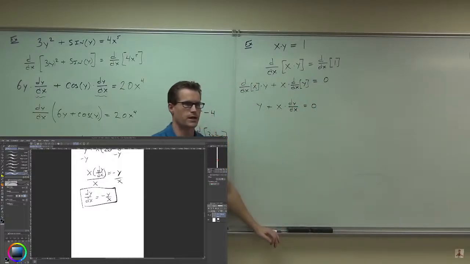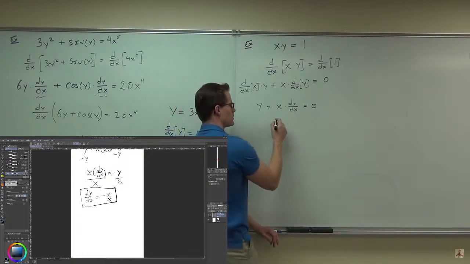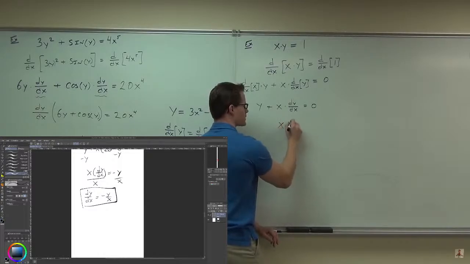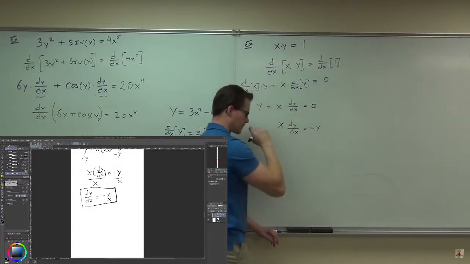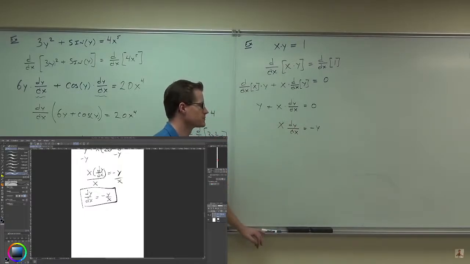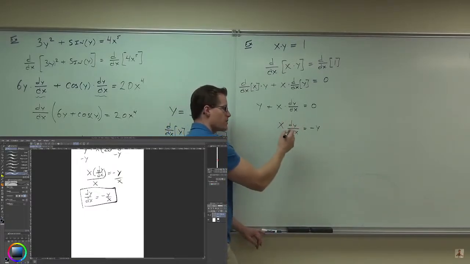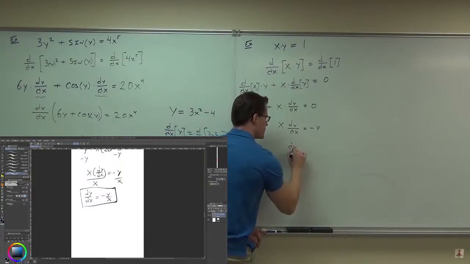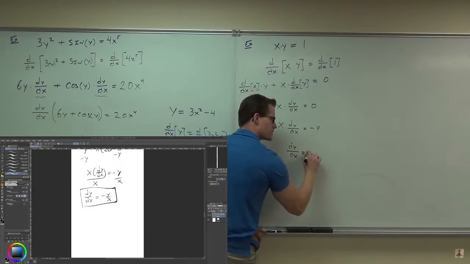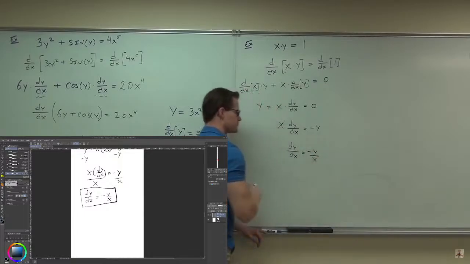Can you solve for dy dx? Subtract y, then divide by x. Okay, solve for dy dx. What do we do? Subtract y. So x dy dx equals negative y. Good, divide by x, because that's being multiplied right now. If you divide by x, you get dy dx equals negative y over x.